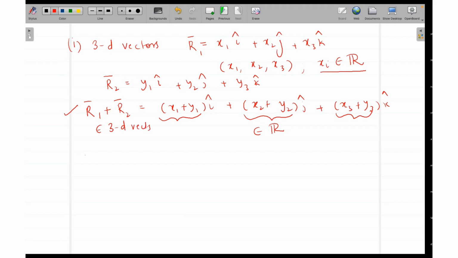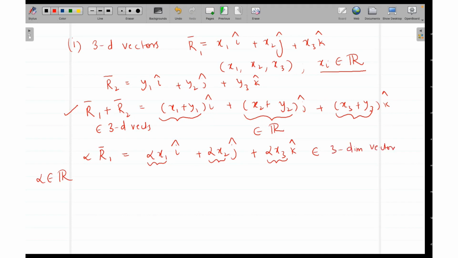Okay. What about multiplication with scalar? So let's say alpha is any real number. And if I multiply my vector with this, so what will be the result? Alpha x1 i plus alpha x2 j plus alpha x3 k. Now question, does each of these component multiplication of the two real numbers, is it a real number? Yes, sir. So that means that this also belongs to the same three-dimensional vector space.